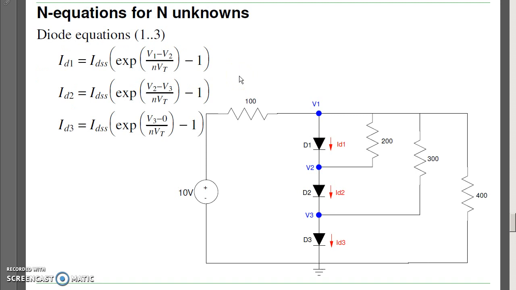To do that, you set up your 6 equations, 6 unknowns. 3 of the equations are just the diode equations. The current through the diode is a function of the voltage across the diode. For the first diode, the voltage is V1 minus V2, so that goes in for Vd. For the second diode, the voltage is V2 minus V3. For the third diode, the voltage is V3 minus 0. That gives you your currents through the diodes. That's 3 of your 6 equations.